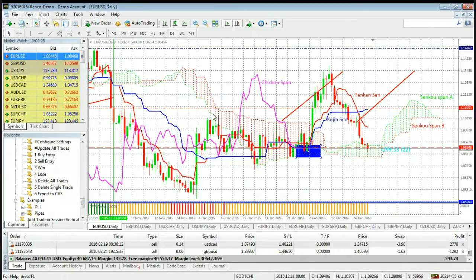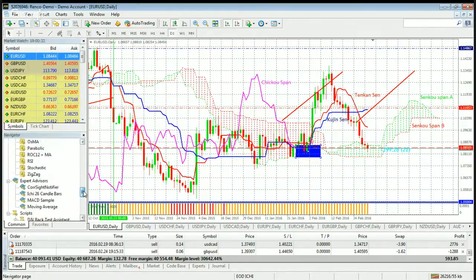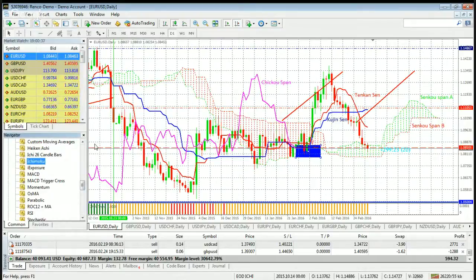To load your Ichimoku on, remember you're just going to find it here underneath the indicator section. There we go, there's the Ichimoku. Click, drag, drop. You just get your settings set accordingly. Remember, we've got a total of 5 lines once you've got it on. It's the Senkou span lines which form the cloud. From there, we've got the Tenkan and Kijun-sen lines, and then we've got the Chikou span.